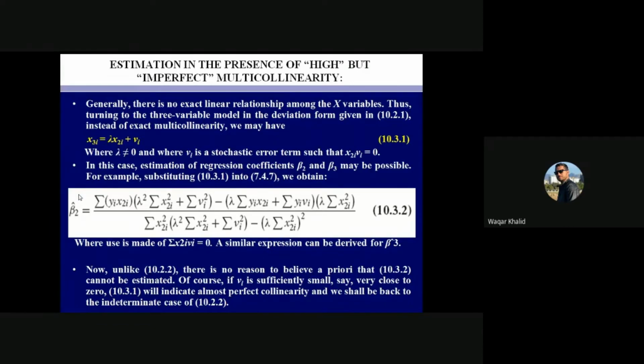But again, the question is, what if this value is small? If this value is sufficiently small, for example 0.0001, meaning equal to 0 or near to 0, then again you are moving towards the case of perfect multicollinearity. So again you cannot determine beta 2 and beta 3, and your standard errors will be infinite.